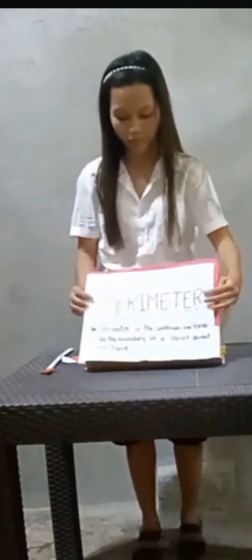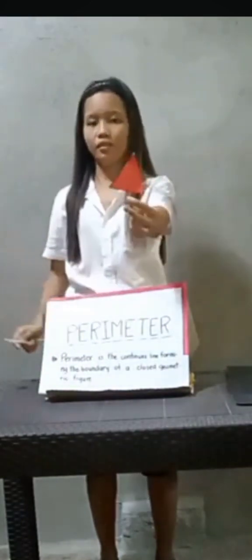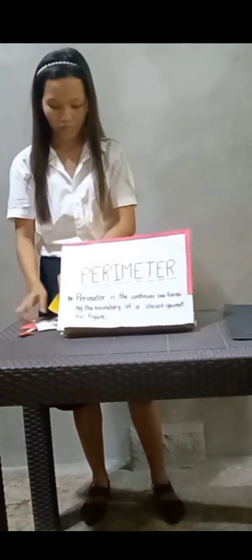Perimeter is a continuous line forming the shape of a closed geometric figure. So in this example, this is the perimeter. There are many ways for us to get the measurement of different kinds of geometric figures.